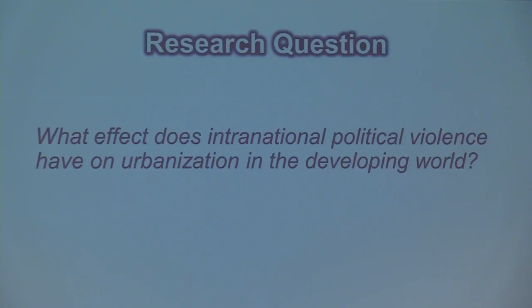So here's our research question. What effect does international political violence have on urbanization in the developing world? It is a very broad question, but it's a very important question because prior to this, no one had ever addressed this question. In fact, we had to begin our research using our own approach.